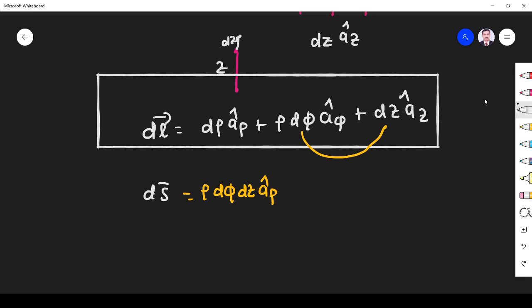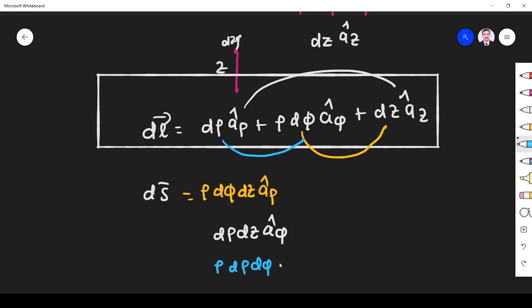Next, if I want to find the differential surface in the a phi direction, we have to multiply the rho and z components. So what is that? d rho dz. Next, for the az direction, I have to multiply d rho and rho d phi. So rho d rho d phi in az. Clear? So this is the differential surface in every direction.